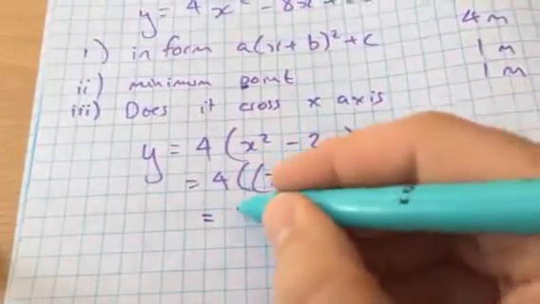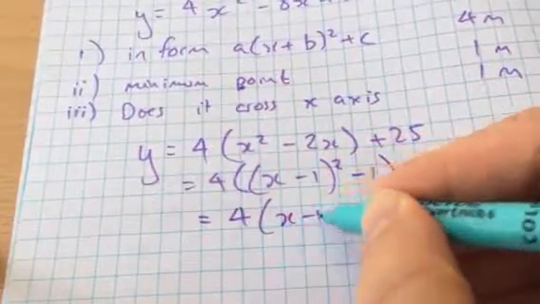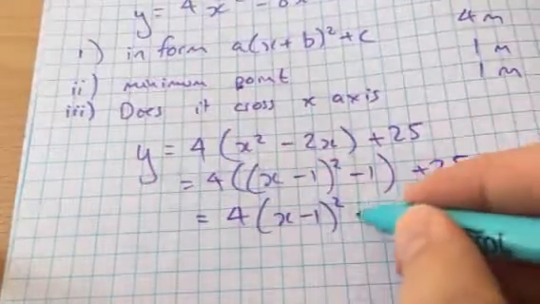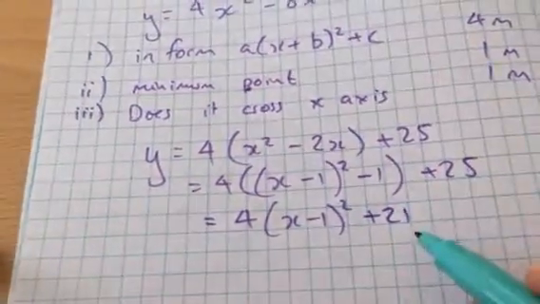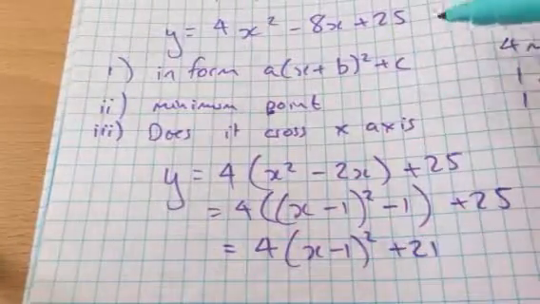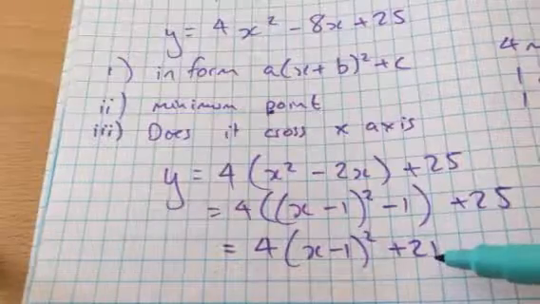Now let's get rid of at least one of those pairs of brackets. 4 times minus 1 will be minus 4, plus 25 will be plus 21. So there I have completed the square where a is 4, b is minus 1, and c is 21.